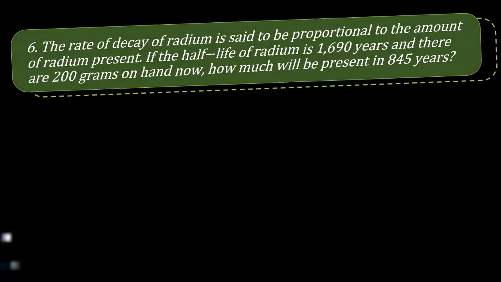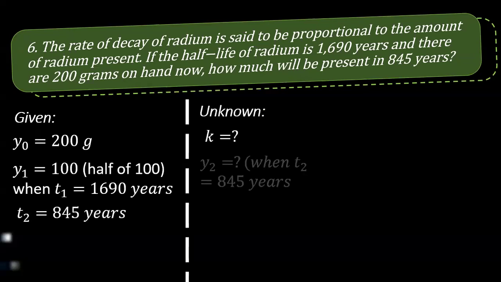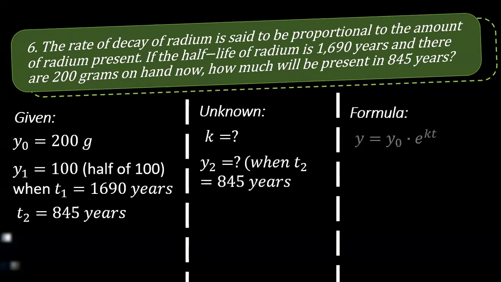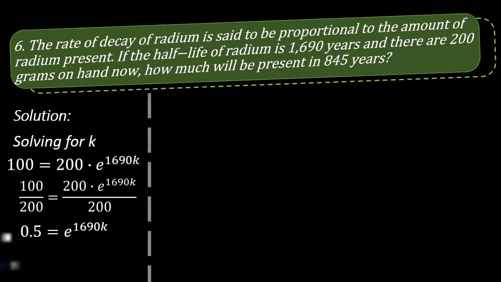Let's have number 6. The rate of decay of a radium is said to be proportional to the amount of radium present. If the half-life of the radium is 1,690 years, and there are 200 grams on hand now, how much will be present in 847 years? Given? Same model. Okay. So you have to solve for k. Remember that for half-life, you will always get 0.5. And you have the logarithm of 0.5 to the base e, and you'll have an ln of 0.5.